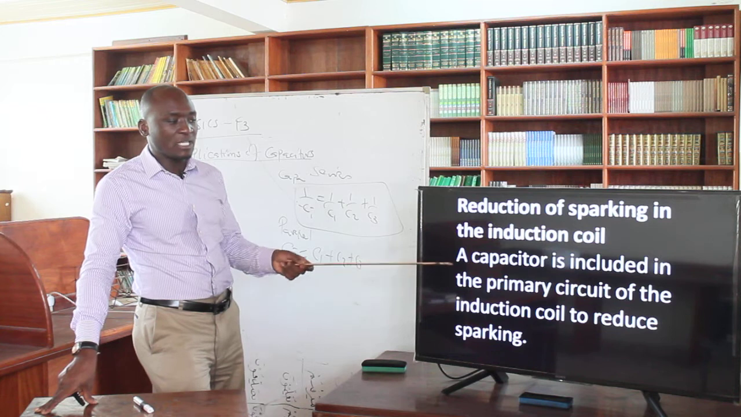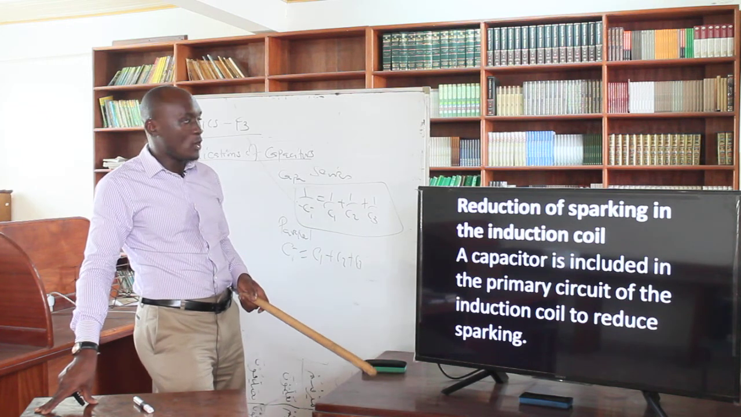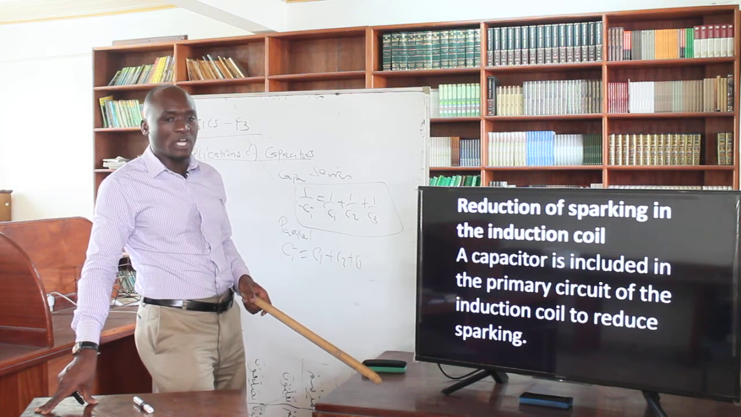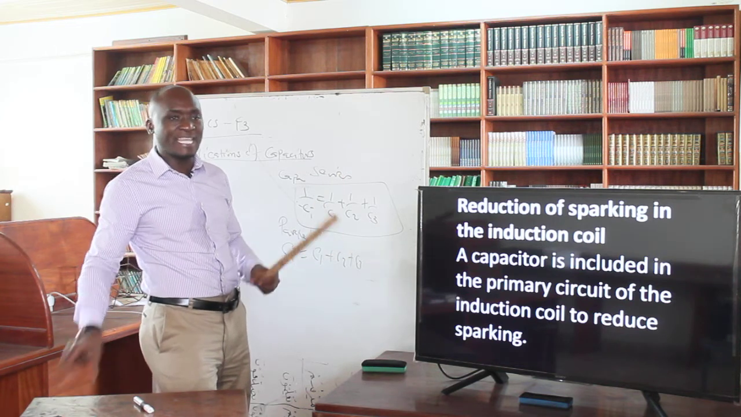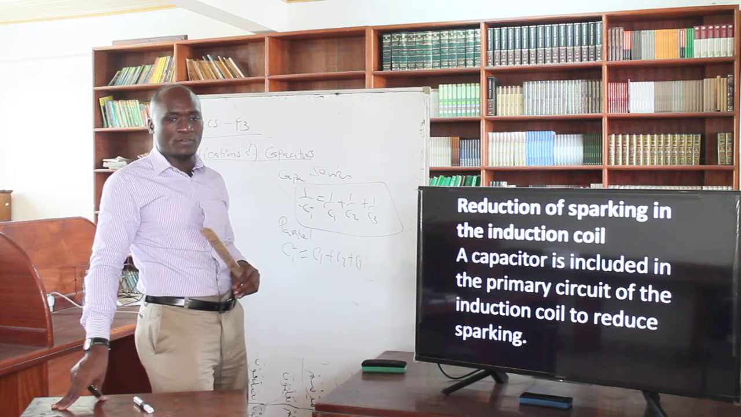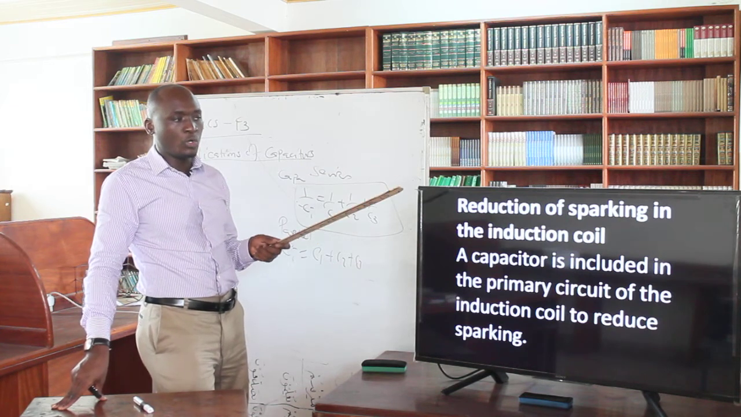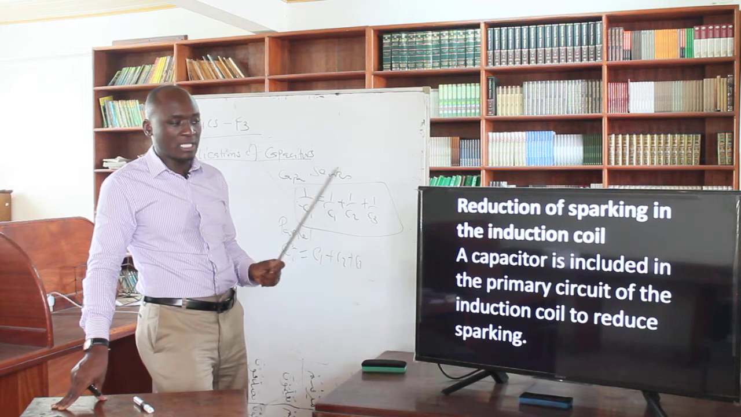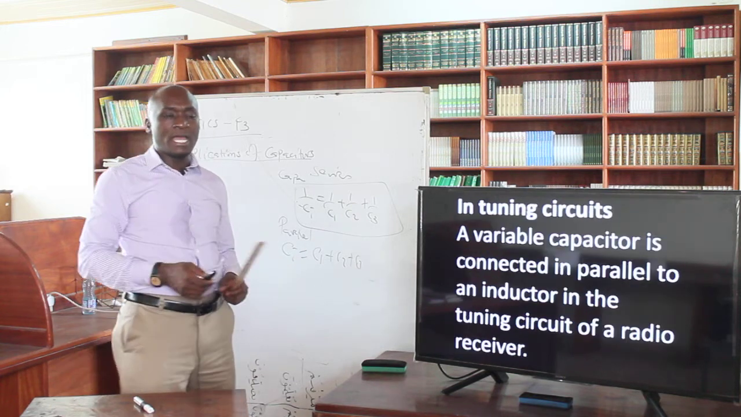A capacitor is included in the primary circuit of this induction coil to reduce the sparking. Sparking is that effect of splashing, those kinds of shocks, and we can reduce it by introducing a capacitor in the primary circuit.